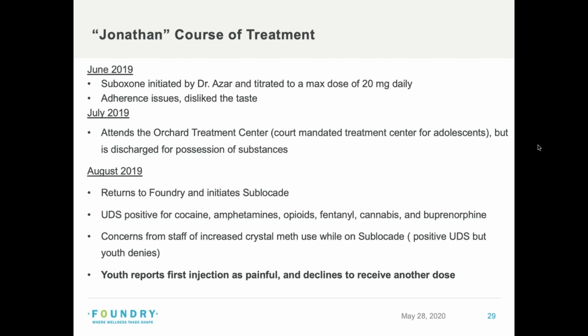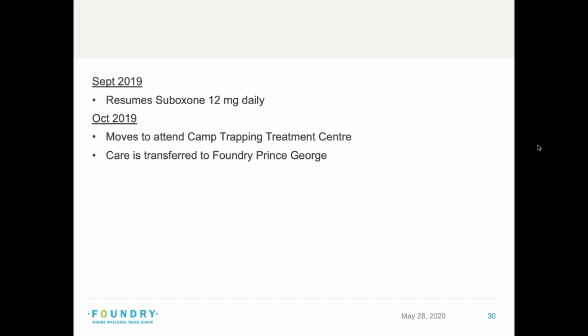Unfortunately, Jonathan found the injection to be very painful, and he declined to receive another dose. So we restarted him on Suboxone, and he stabilized on 12 milligrams daily. And then in October, he moved to the Prince George area to attend a treatment center, and his care was transferred to the Foundry in Prince George.